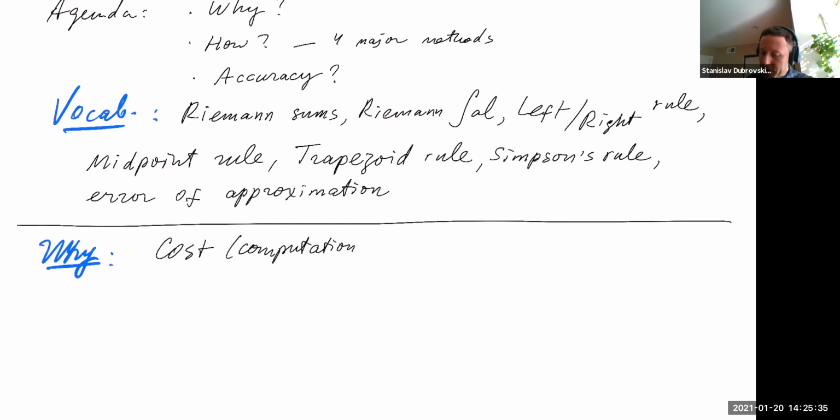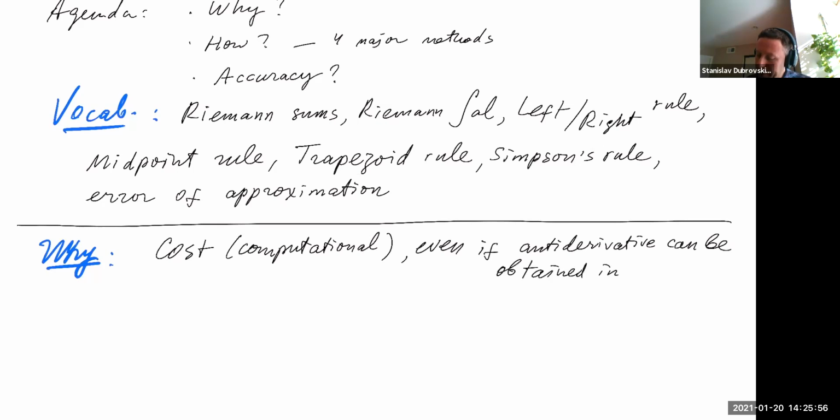Other times, as we said before, even if the antiderivative can be expressed in elementary functions, can be obtained in elementary functions.